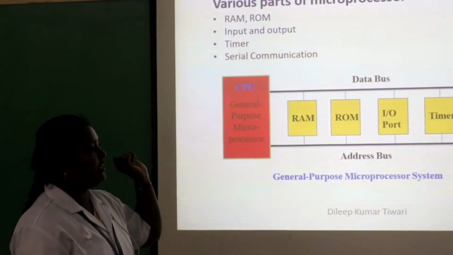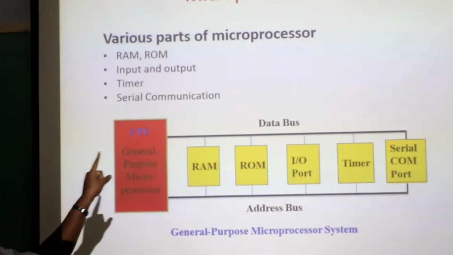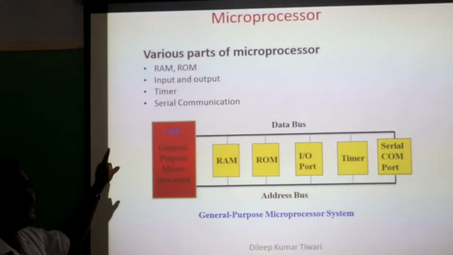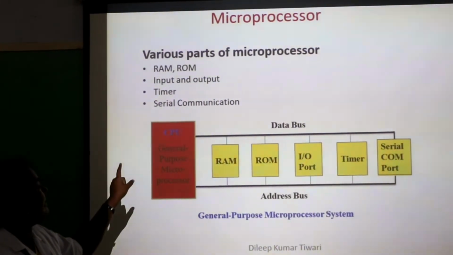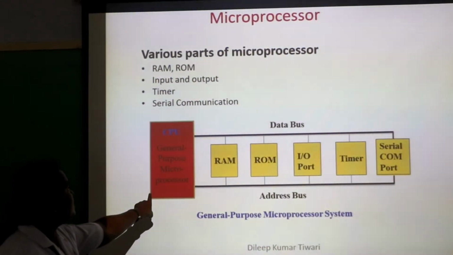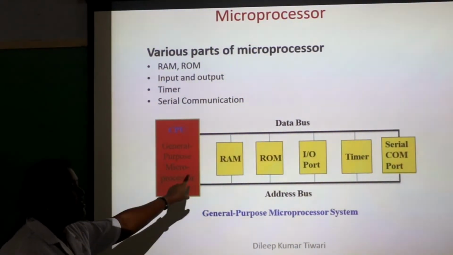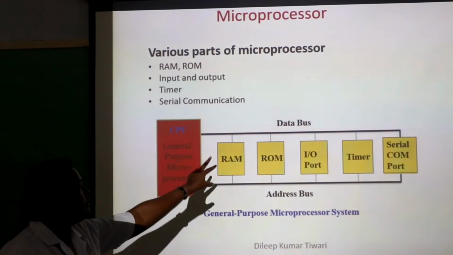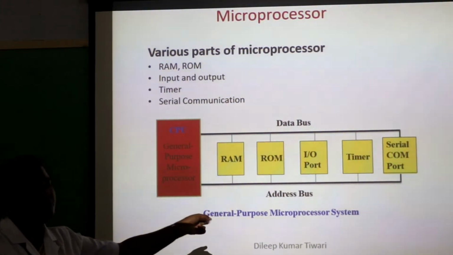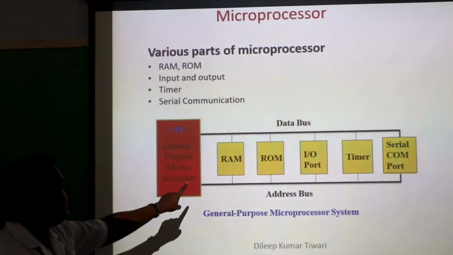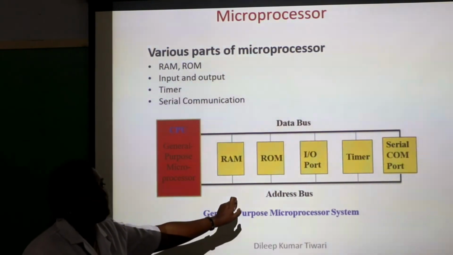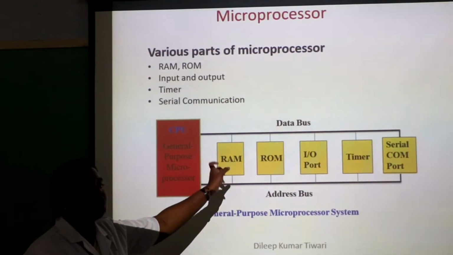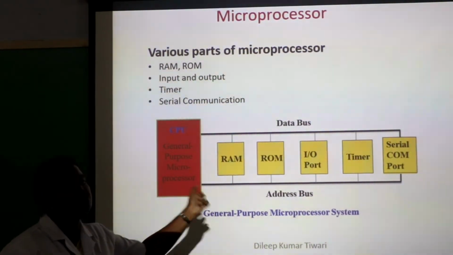Next one, the microprocessor, right? It consists of various parts, similar to the basic blocks of an embedded system: RAM, ROM, input, output, timer and serial communication. Normally the CPU will be a general purpose microprocessor. It has various blocks connected to the CPU through the buses. Two kinds of buses are used in the embedded system: the address bus and the data bus. We already know the concept. What is the use of the address bus? It is used to carry out the addressing of memory locations. What is the use of the data bus? It is used to carry data from one source to the destination.